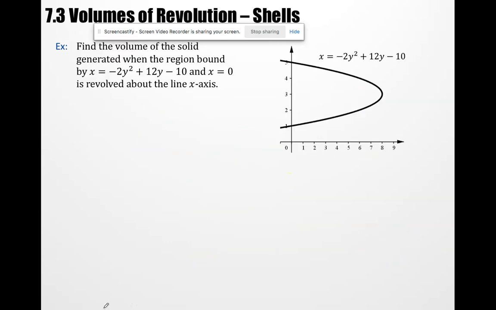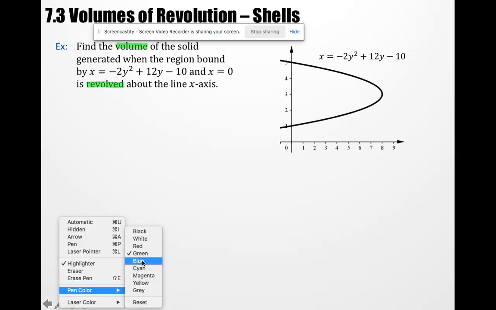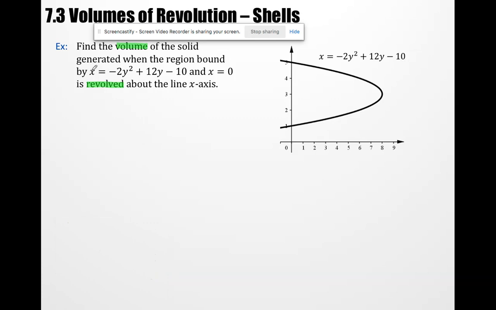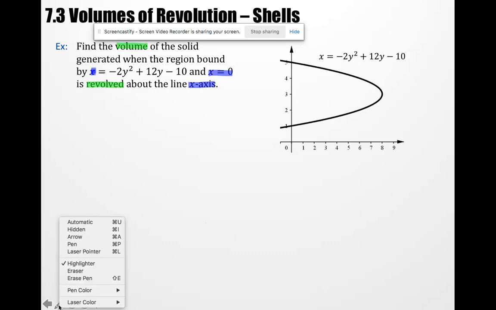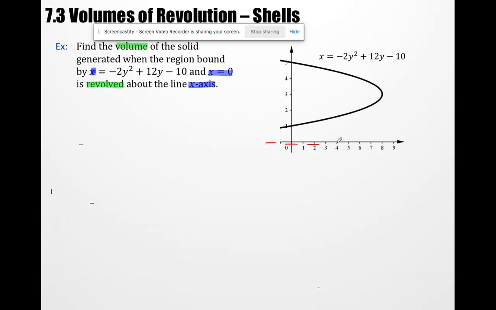Let's do another one. Find the volume of revolution. Notice that this function is in terms of x. It is bound by x equals 0, and it is revolved around the x-axis. So my axis of revolution is here.